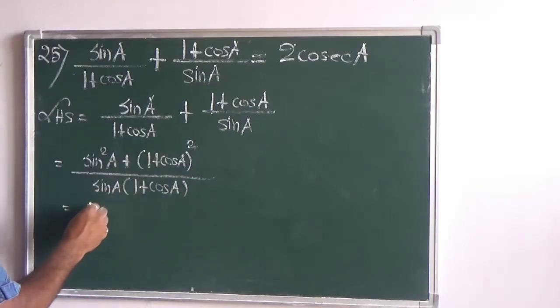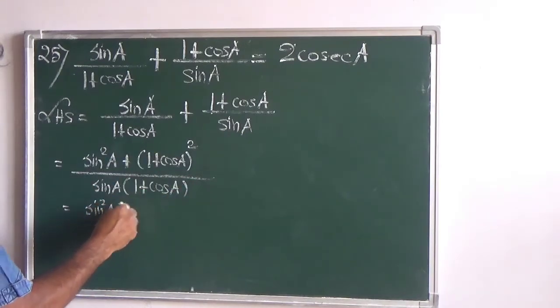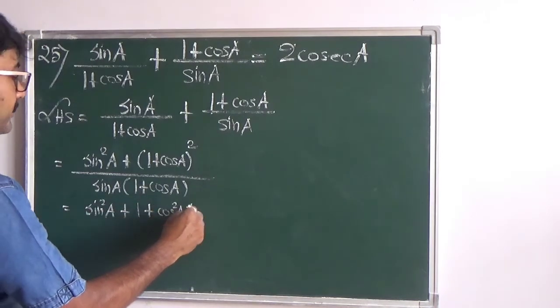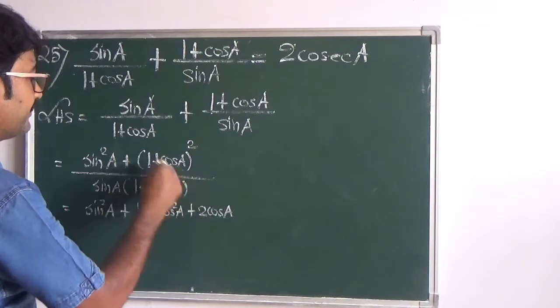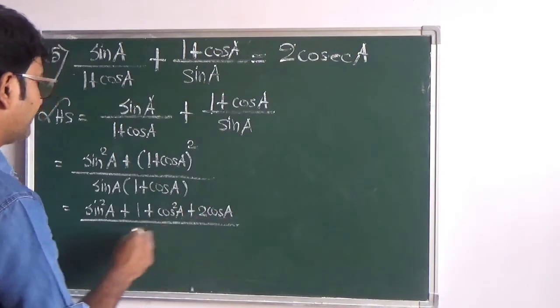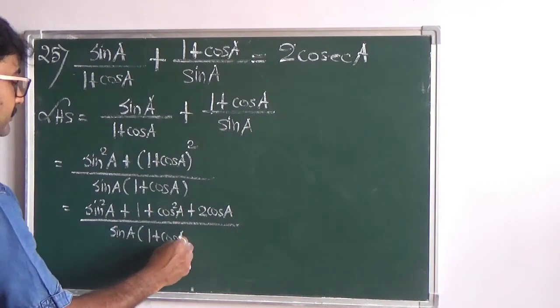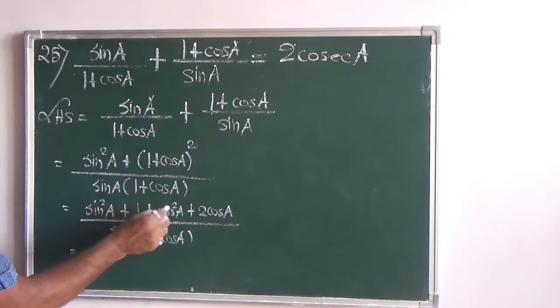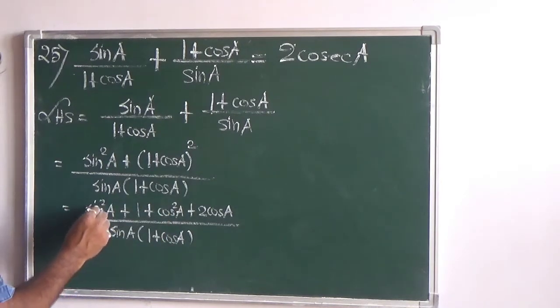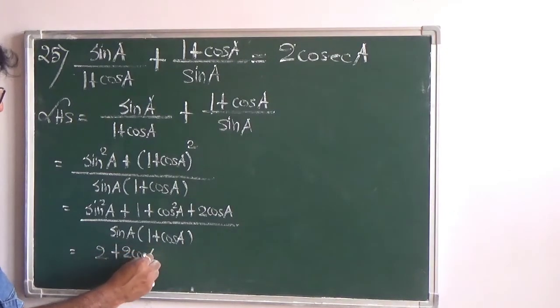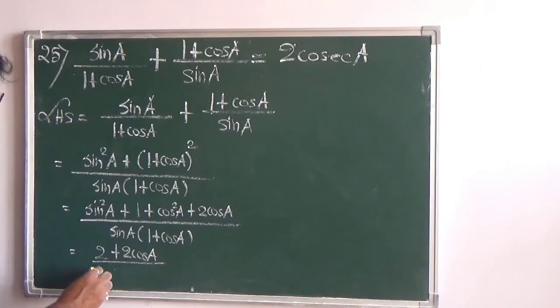So let us expand this: sin square A plus 1 plus cos square A plus twice of cos A, that is (A plus B) whole square. And in the denominator we have sin A into 1 plus cos A. So we have sin square A plus cos square A is 1. So it is 1 and plus 1, this is 2. So 2 plus 2 cos A divided by sin A into 1 plus cos A.